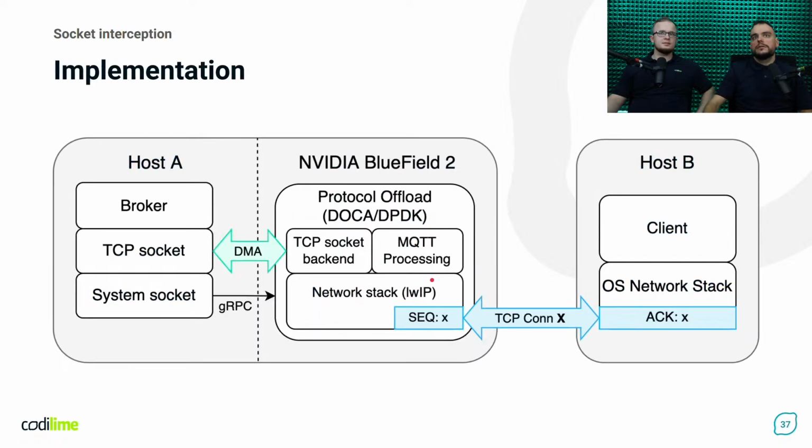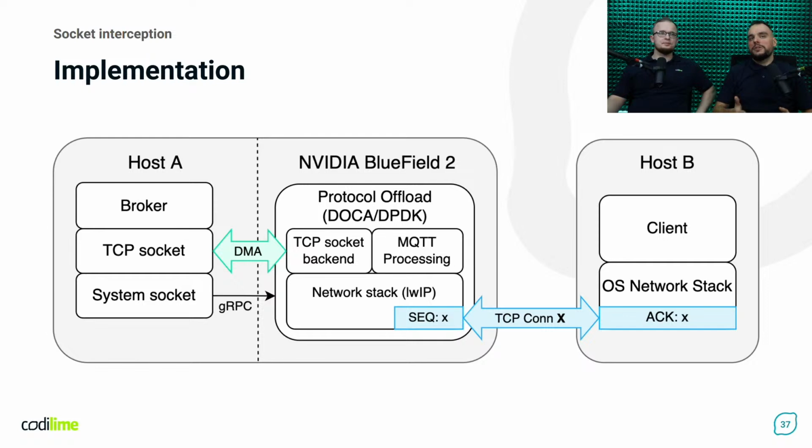To achieve this goal, we have two main problems. First of all, we need to somehow intercept the calls to socket or provide the socket API. And the second problem we will face is the actual forwarding of this data between the host and our protocol offload on NVIDIA Bluefield. A sub-problem of the first would be that we don't want to intercept all of the connections, right? Yeah, that's the point. We want to intercept all, but we don't want to forward all the calls that the broker makes to our backend.